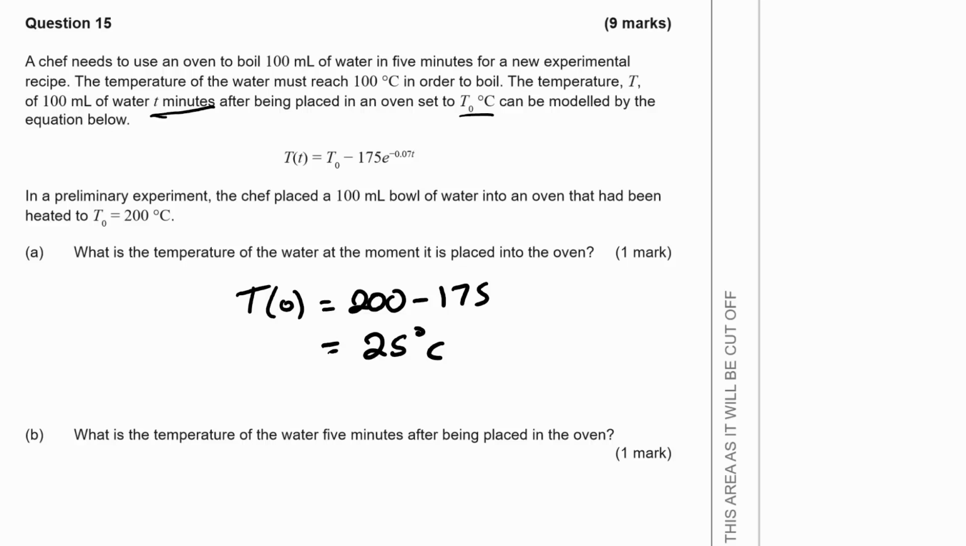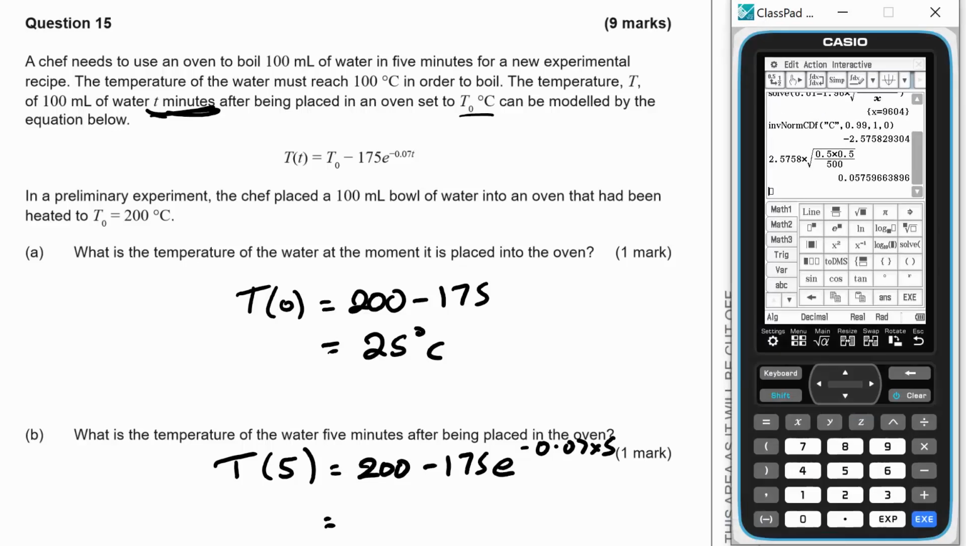What's the temperature of the water 5 minutes after being placed in? So we know that time was in minutes. I underlined that up there. So T of 5 is going to be 200, take away 175 e to the negative 0.07 times 5. And we just need to calculate that.